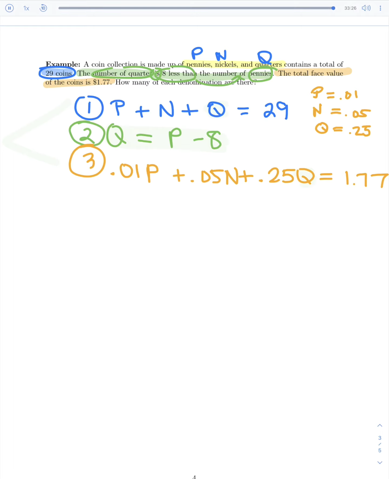Notice, just like the last one, they've actually done something nice with Q equals P minus 8. We could, in both equations, replace the Q with P minus 8, and then we would only have equations with P's and N's left, and we could just do substitution and elimination, or elimination on just one and 3 with just P's and N's.